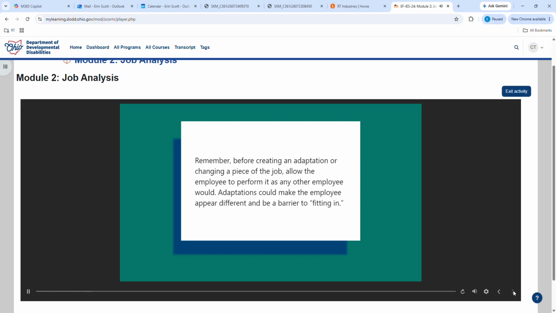Remember, before creating an adaptation or changing a piece of the job, allow the employee to perform it as any other employee would. Adaptations could make the employee appear different and be a barrier to fitting in.